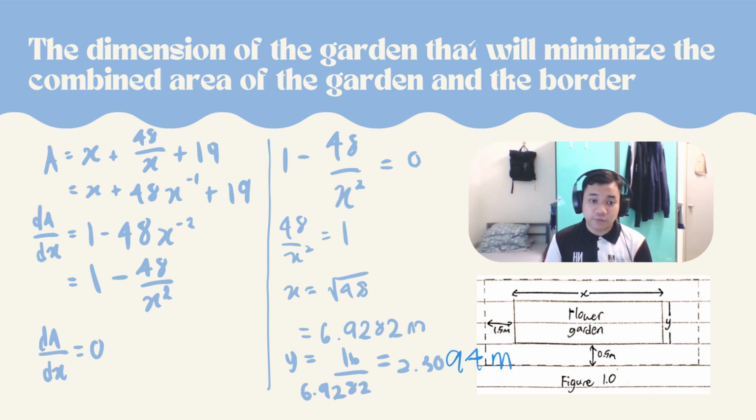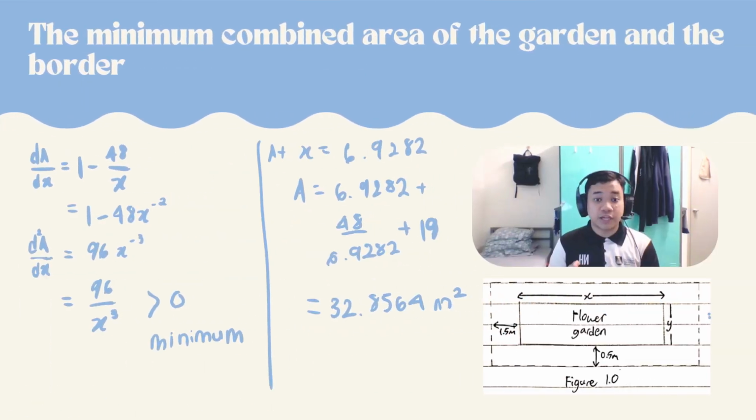Then we can find the value for y. We only need to substitute x into the equation. 16 over 6.9282 and we will get y equal to 2.3094 meters. Lastly, we can find the minimum combined area of the garden and the border.